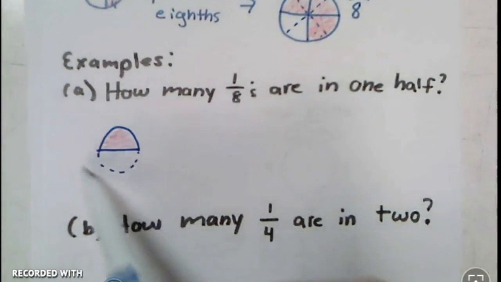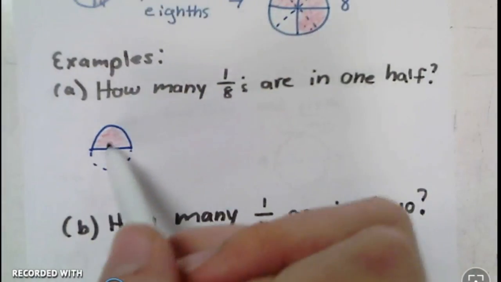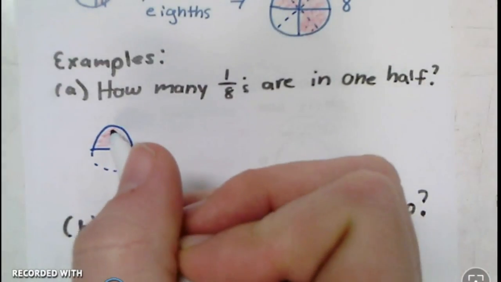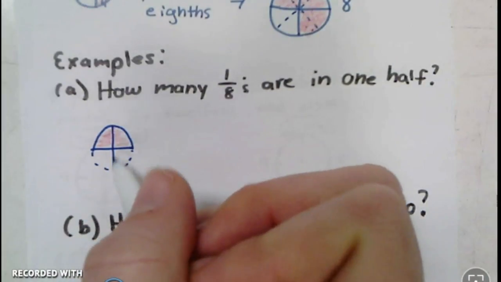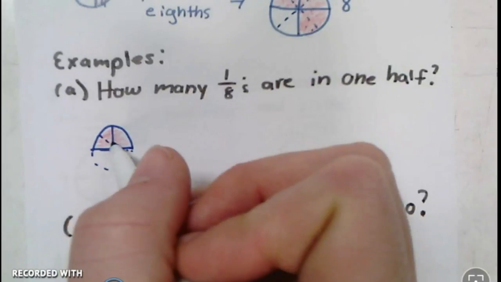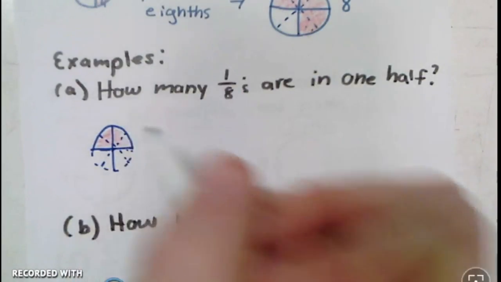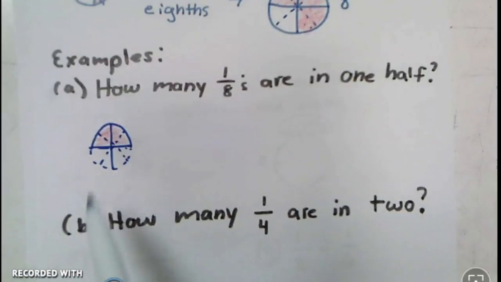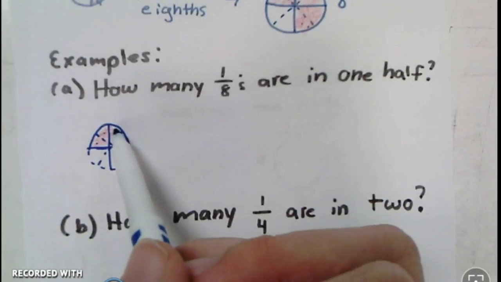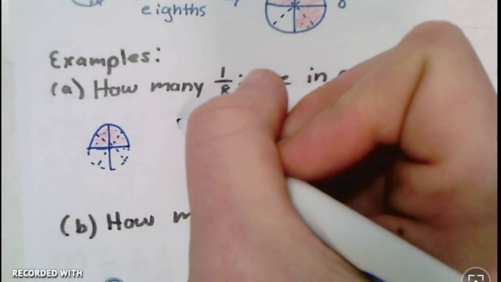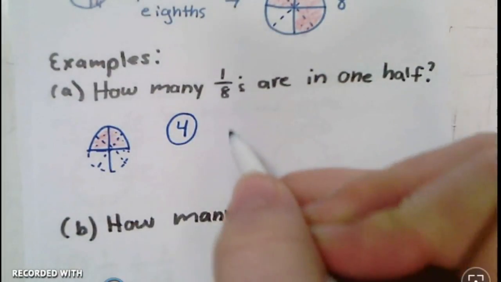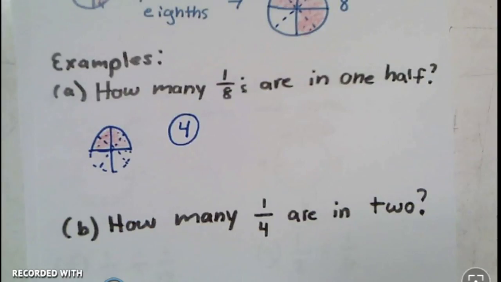So now I want to know how many 1/8 are in 1/2. So I need to split this half, or this whole circle, into eighths to figure out how many of those would fill that. So if I were to split this circle into eighths, I got 1, 2 lines, so now I have fourths. Now I have eighths. So how many of these eighths filled this half? 1, 2, 3, 4. So my answer is 4, or 4 1/8 are in 1/2.